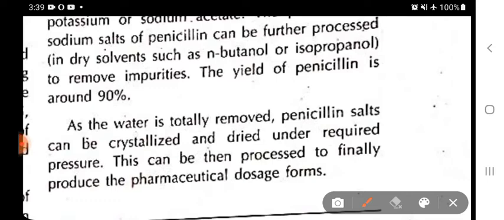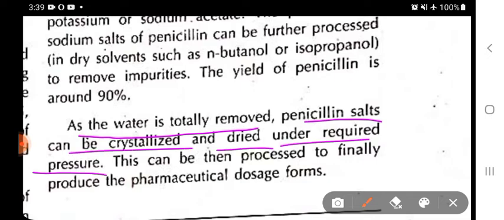Now, these penicillin salts that are prepared, by removing the water from them, become crystallized and dried under required pressure. Then the penicillin salts can be further processed with some solvents, and finally we can produce the pharmaceutical dosage forms. We can manufacture antibiotics on the basis of those salts, in a proper concentration.